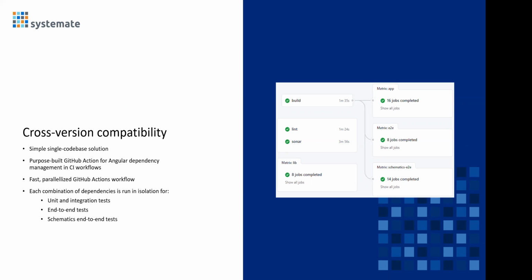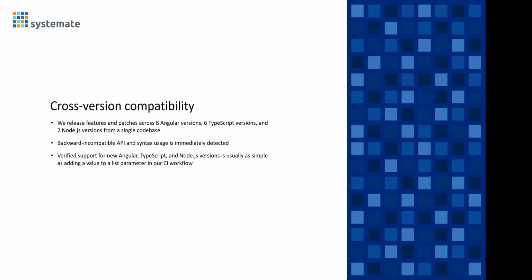But each combination of the dependencies is run in isolation, both for all the unit and integration tests, all the end-to-end tests for the demo application, and even for the schematics end-to-end tests. This allows us to release features and patches across 8 Angular versions, 6 TypeScript versions, and 2 Node.js versions from the same single code base.